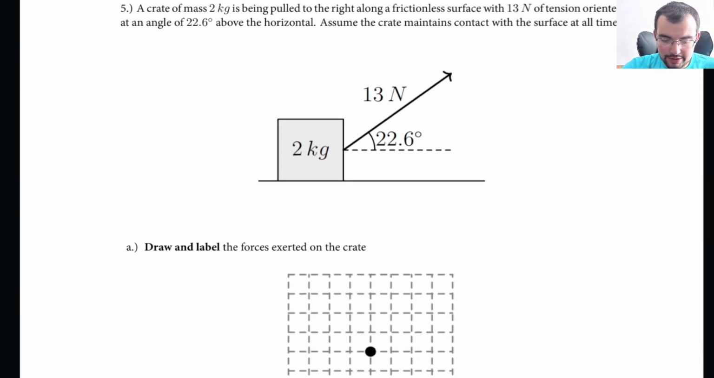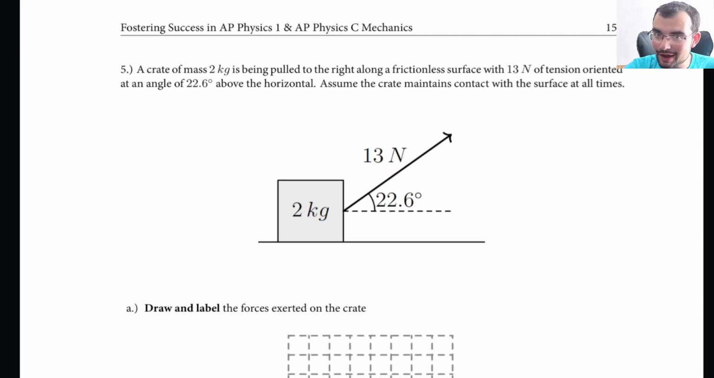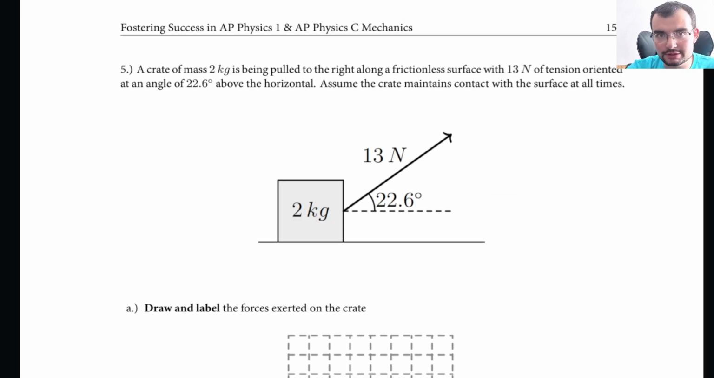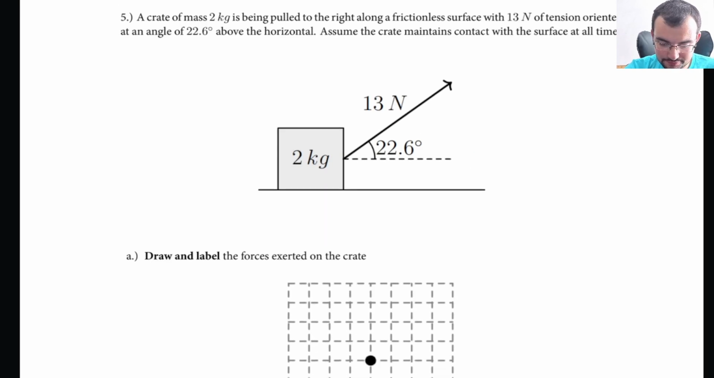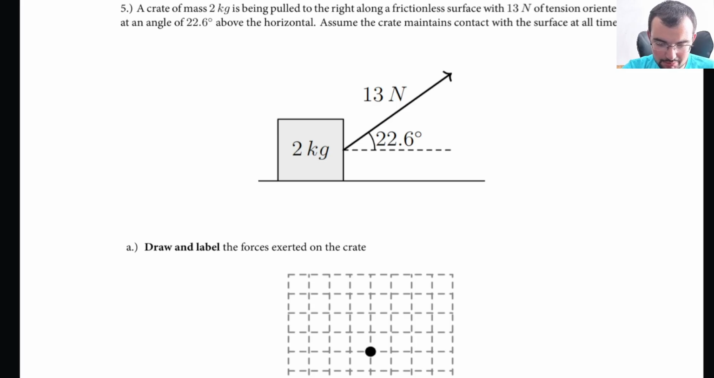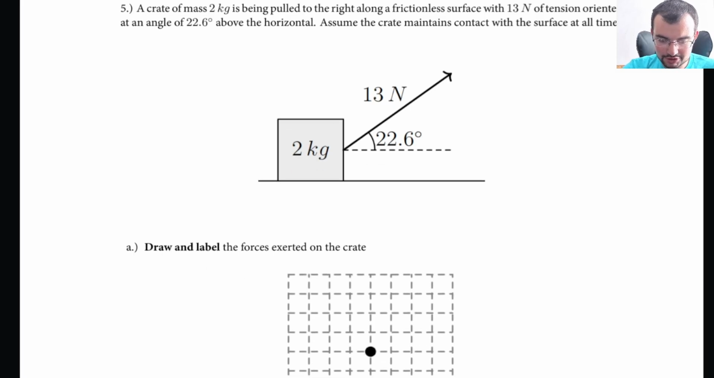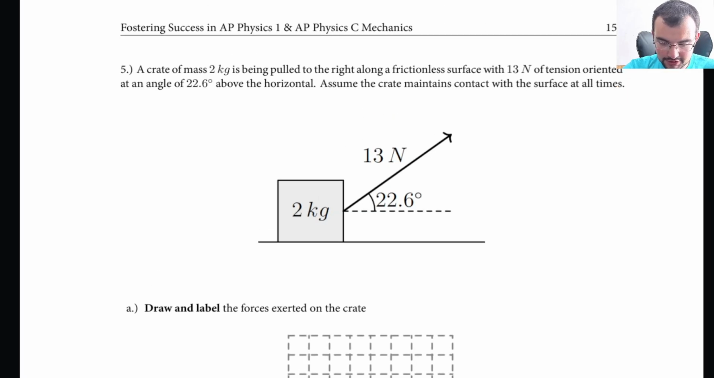All right, now we have some angles. We have not the 3, 4, 5. This is actually the 5, 12, 13 Pythagorean triple. So this is the crate being pulled across a floor question, except now it's not balanced. So there is no friction. We haven't covered friction yet. That's coming later. We have 13 newtons of tension at this angle.